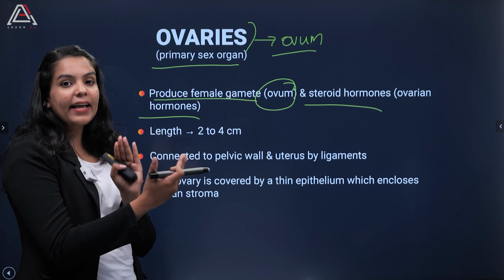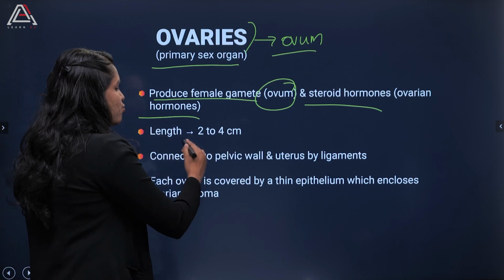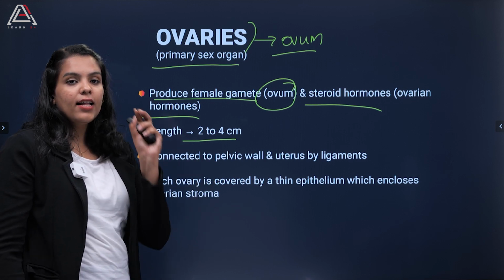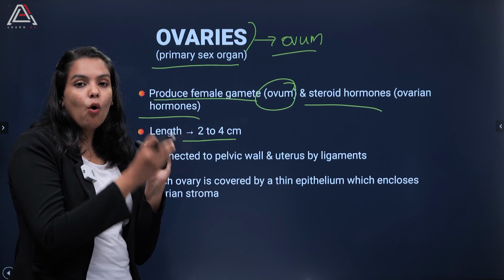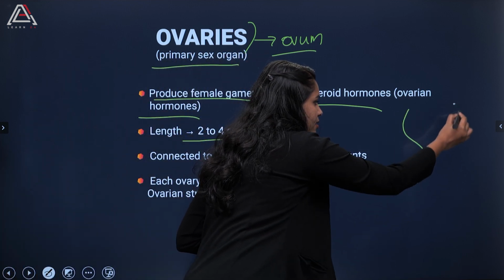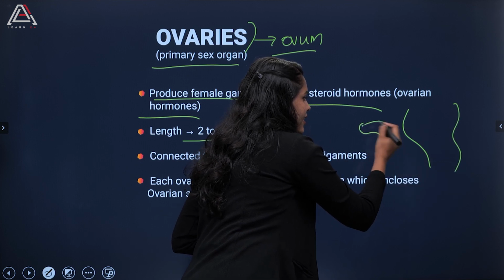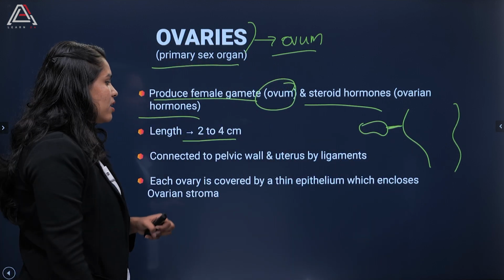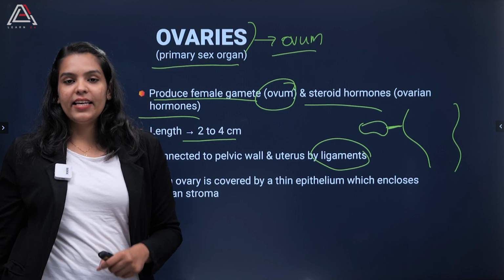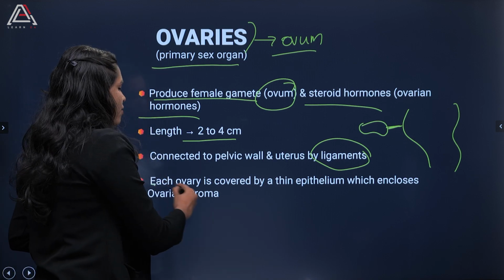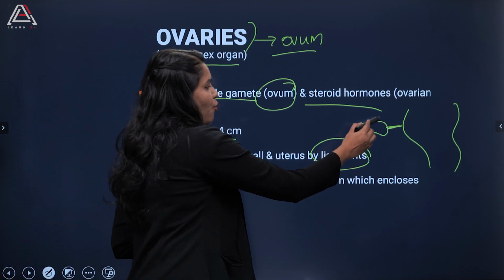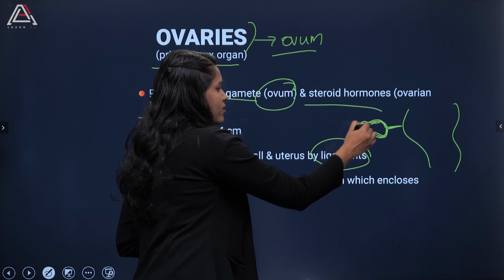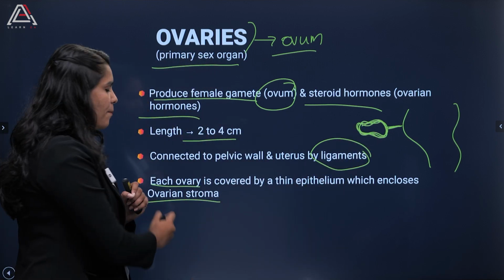Now talking about the length of the ovary, it is 2 to 4 centimeters. As I have shown you in the structure itself, the ovary is attached to the wall of the uterus, so consider this to be the uterus, and the ovary is attached to the wall of the uterus by a ligament, and this ligament is nothing but the ovarian ligament. Now each of these ovaries is covered by a thin epithelium which encloses the ovarian stroma.